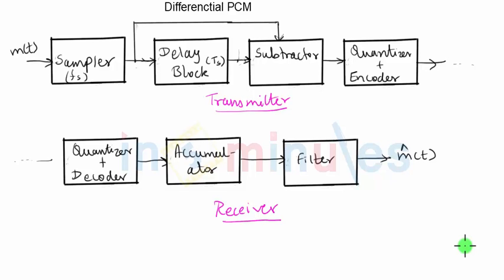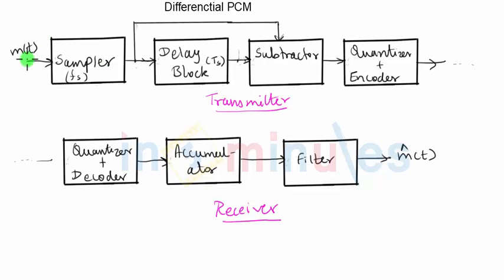Now let us try to understand this new version of PCM, which we call differential PCM. We'll first go through the transmitter and the receiver, and then we'll compare differential PCM with pulse code modulation. As you can see, we are taking the modulating signal m(t), which is given to the sampler. The very first step of sampling is exactly similar to PCM.